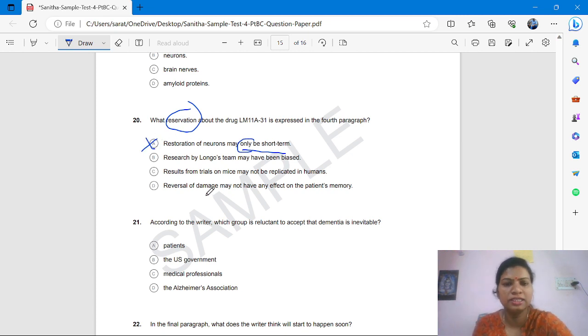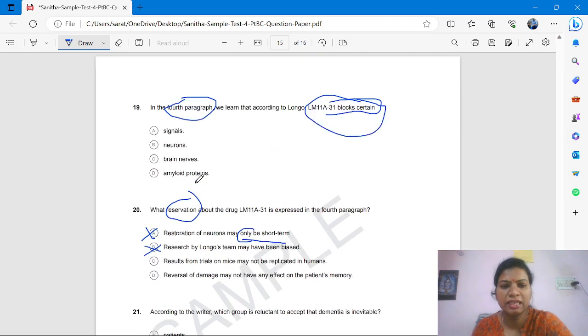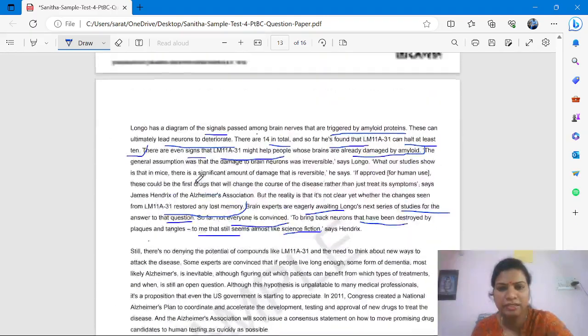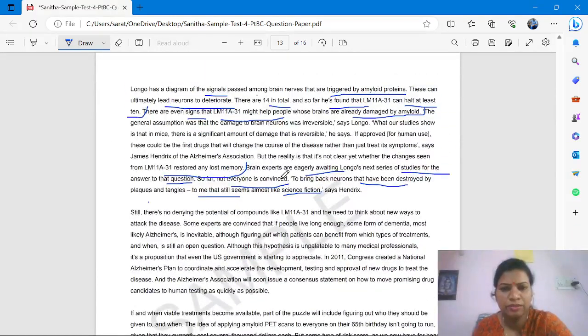Research by Longo's team may have been biased. Is there anything saying research by Longo's team may have been biased? No, it is not saying anything about this option. Research from trials on mice may not be replicated in humans. It is saying something about mice, so again we come to this option.